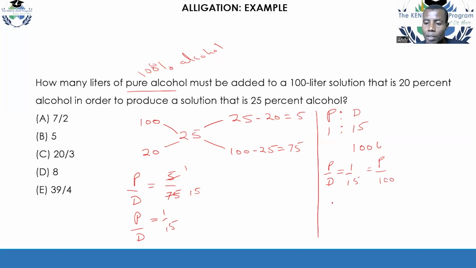So just working this out, we'll have P as 100 divided by 15, which we can reduce further. Divide this by 5 to get 20. Divide this by 5 to get 3. So the liters of the pure alcohol that must be added is 20/3, which is answer choice C. So as you can see, you can use this approach with different questions involving solutions or mixtures.